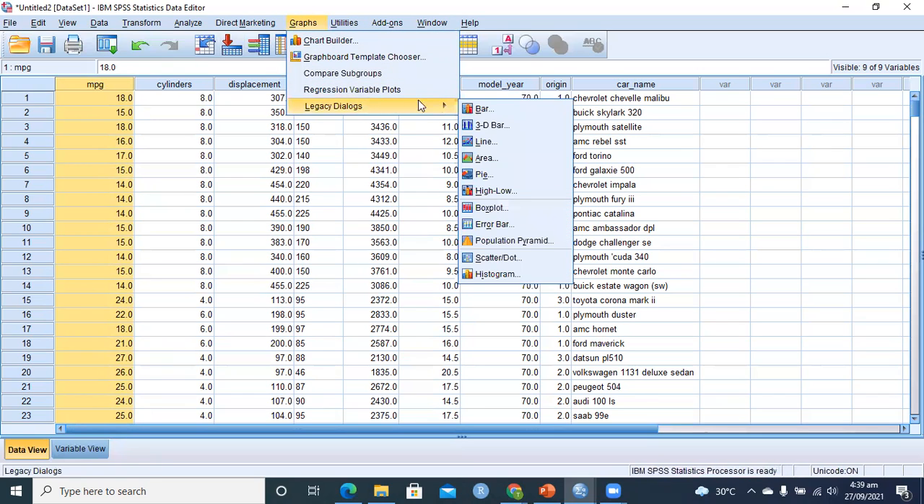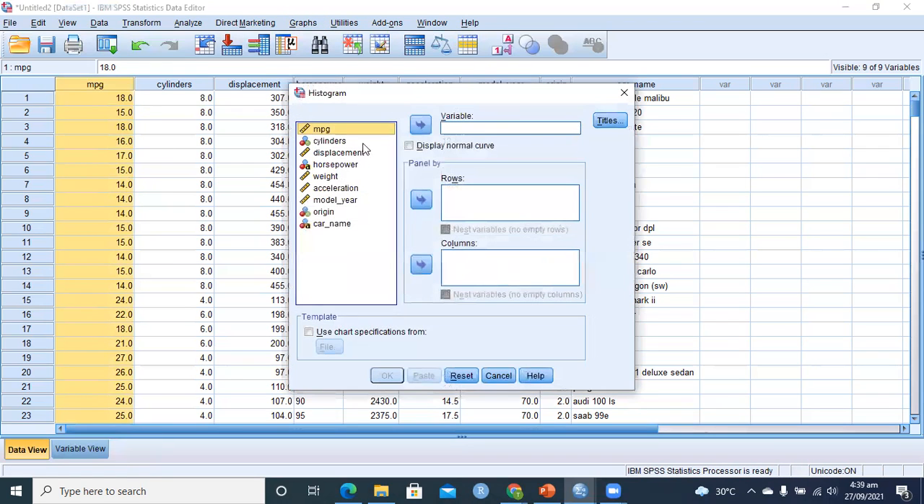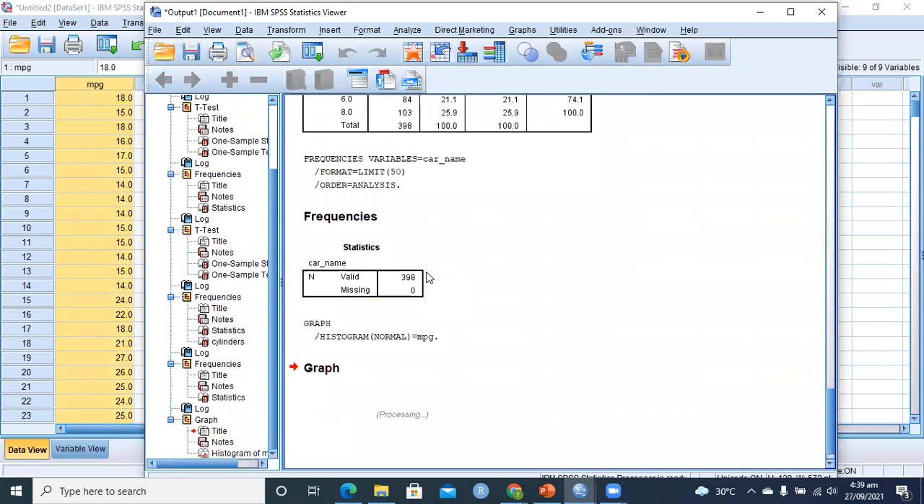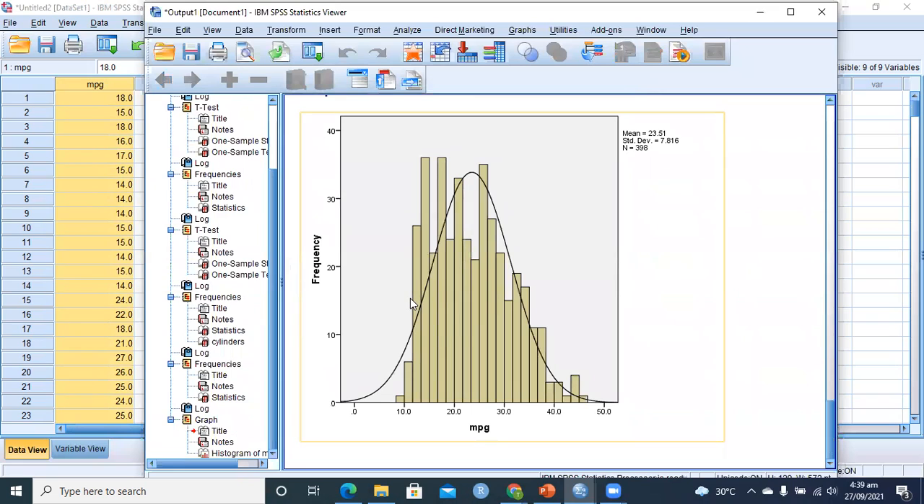I went to Graphs, and from here we have Histogram in the Legacy Dialogs. I chose the variable mpg, and I want to see the normal curve as well. When I clicked it, look at this. It is showing a deviation from the normal distribution. There are not many observations on the lower side. The middle section is not following a perfect bell shape, and there are more observations on the right-hand side. In short, it is a mild right-skewed distribution.